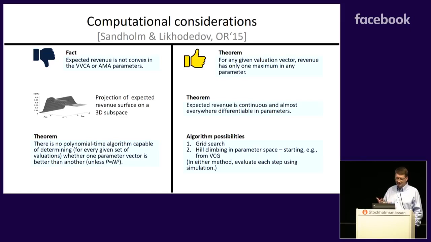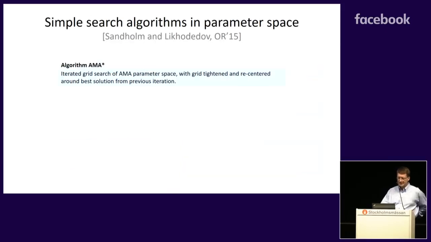So that gives us two algorithm families we could think about. One is grid search, and the other is some sort of hill climbing. For example, starting from VCG and then hill climbing in the parameter space. In either method, we evaluate how well we are doing by taking samples from the distribution and evaluating the revenue at that parameter vector. Okay, so the first algorithm is AMA star. It's iterated grid search in the AMA parameter space, the affine maximizer auction parameter space, with the grid tightened and recentered around the best grid point in the previous iteration.